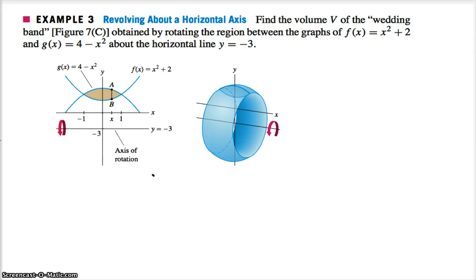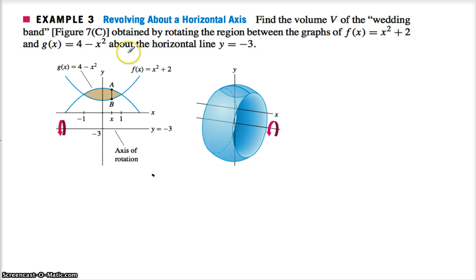So in this example, we have a region between two curves here. We have g of x above f of x, and we're going to rotate this region about a different horizontal line. We're not going to revolve around the x-axis as we did in the part 1 video. We're going to rotate this about the horizontal axis y equals -3. So it's a similar volume formula.